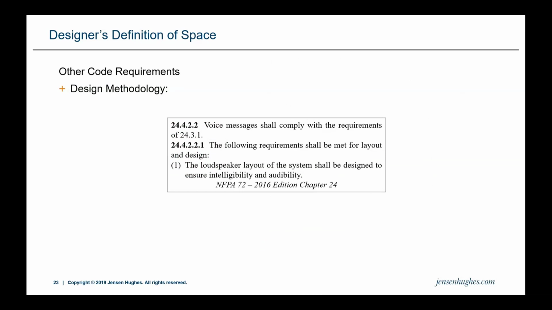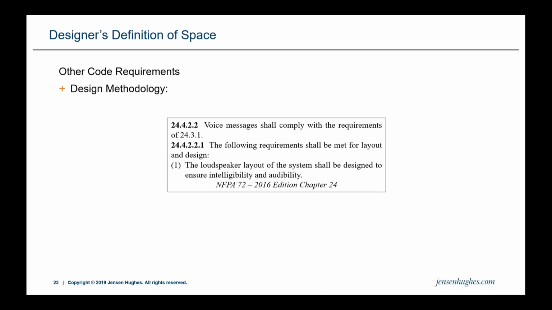Now, our design methodology. We often want to get started and do our design. And so we go to chapter 24, and it tells us that the loudspeaker layout of the system shall be designed to ensure intelligibility and audibility. And again, those two terms are different. Audibility is how loud is it? Intelligibility is how do I understand it, or can I understand it?